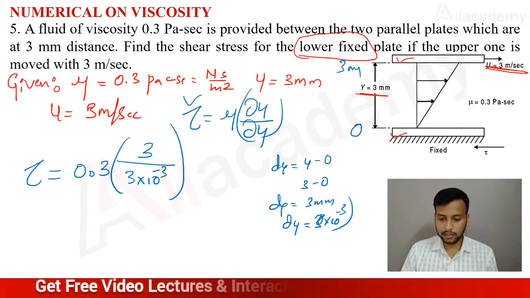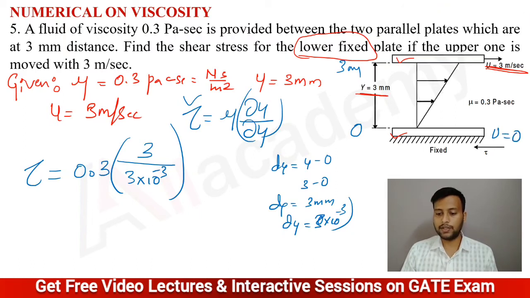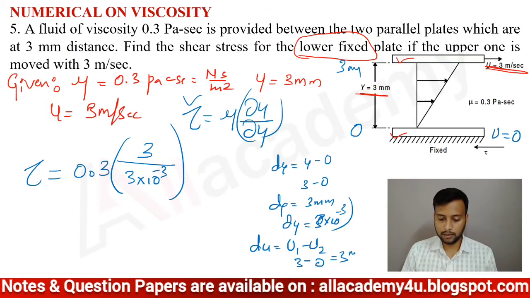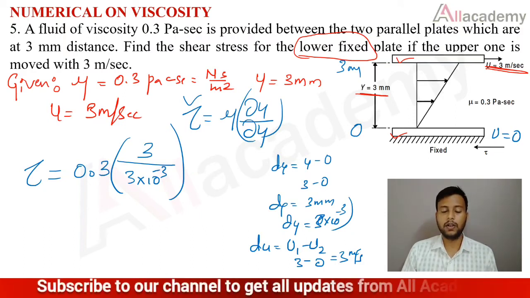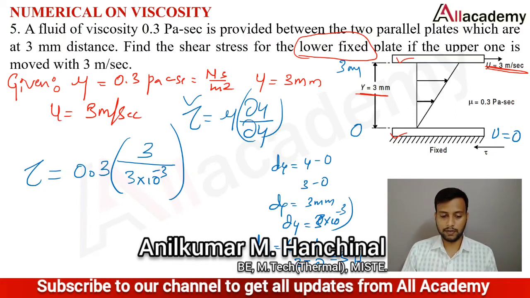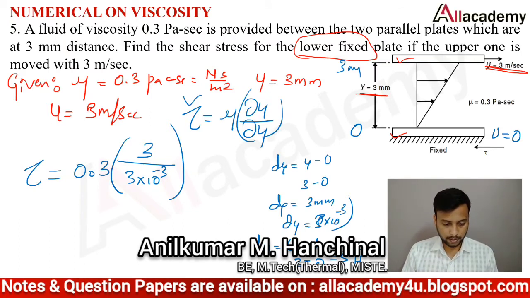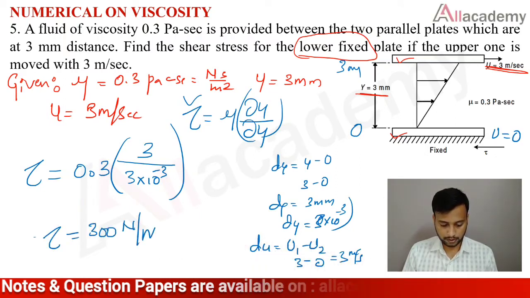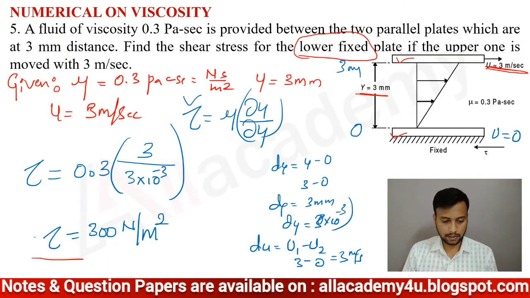Similarly for the velocity, u is 0 at the lower plate and the upper plate is moving with 3 meter per second. So du equals u1 minus u2. The lower one is 0, this is 3, so it will be 3 meter per second du. So this is 3 divided by 3 into 10 raised to minus 3. Because it is given in mm, I have converted that into meters. I will just simplify this. So tau will be equal to 300 Newton per meter square. Now this is our answer.